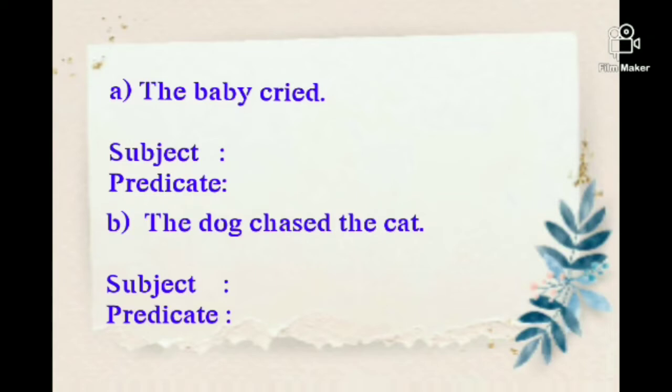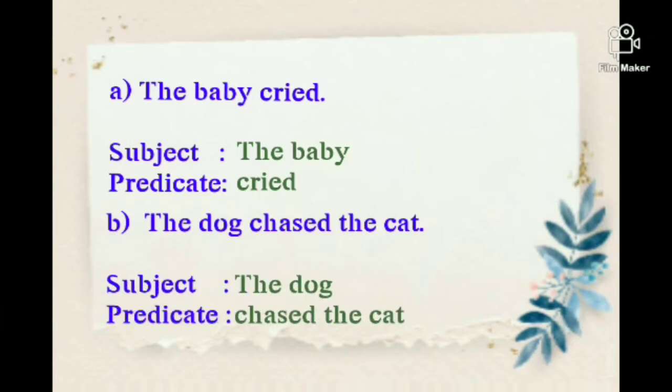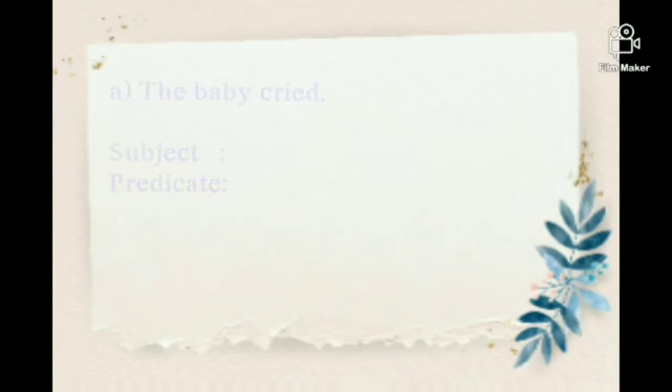In the first sentence, which is the subject here? Very good. The baby is the subject and cried is the predicate. In the next sentence, the subject is the dog and the predicate part is chased the cat. Give a good clap for yourself. You're doing great. Now, I need you to take a notebook and do the given exercise.